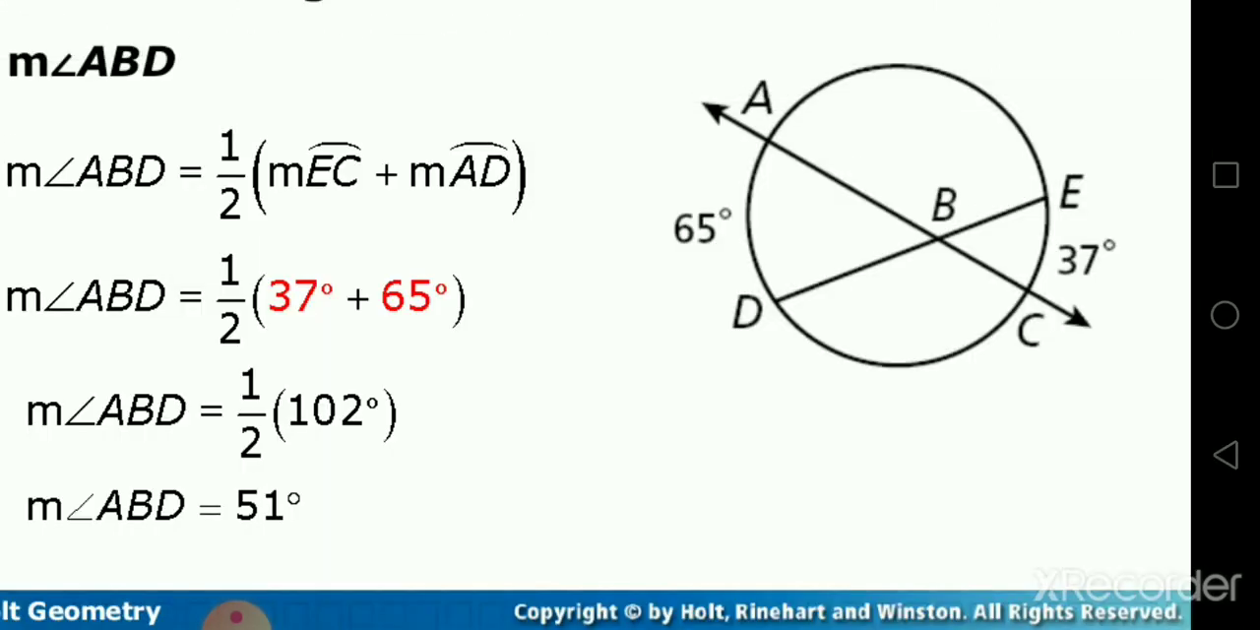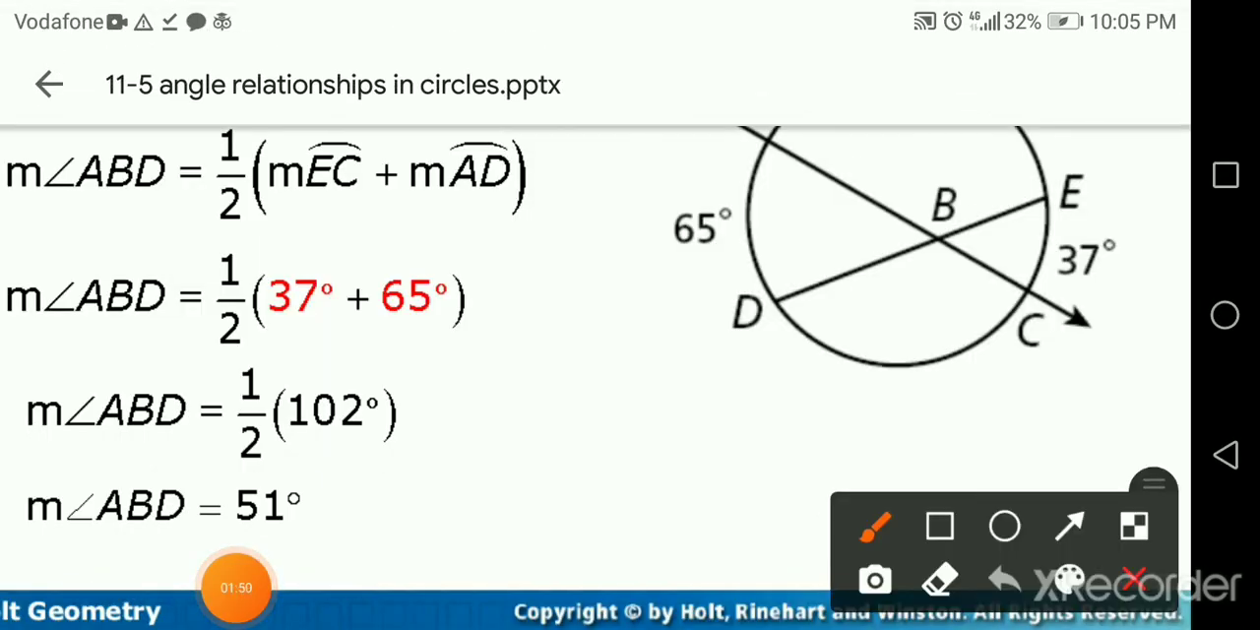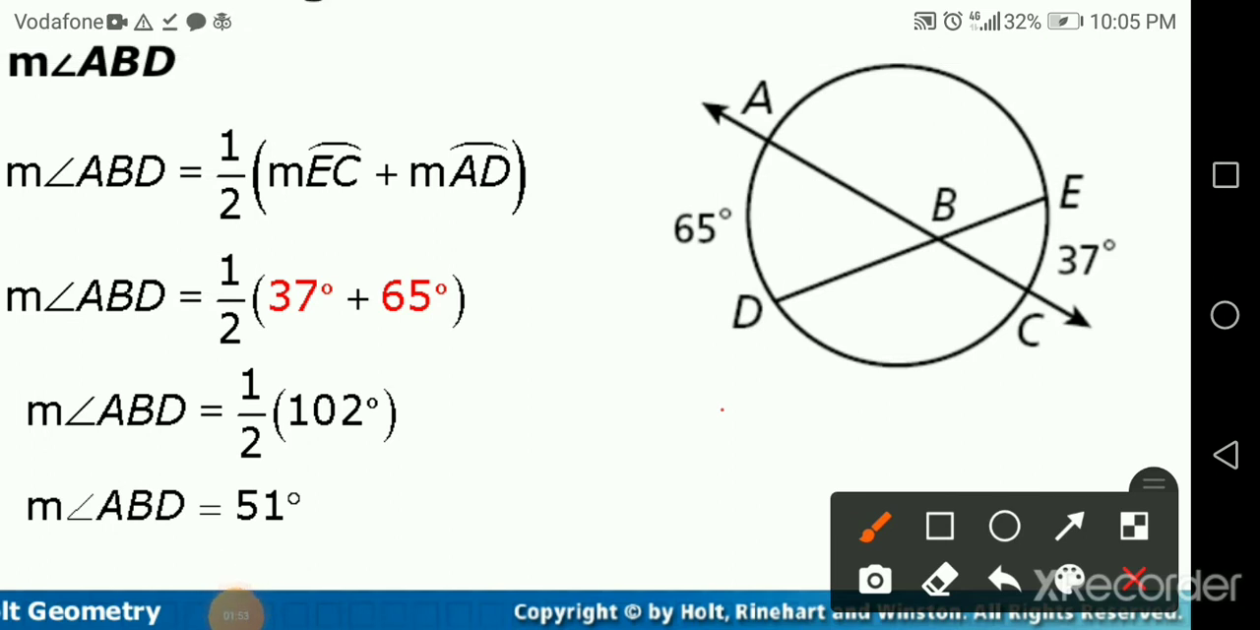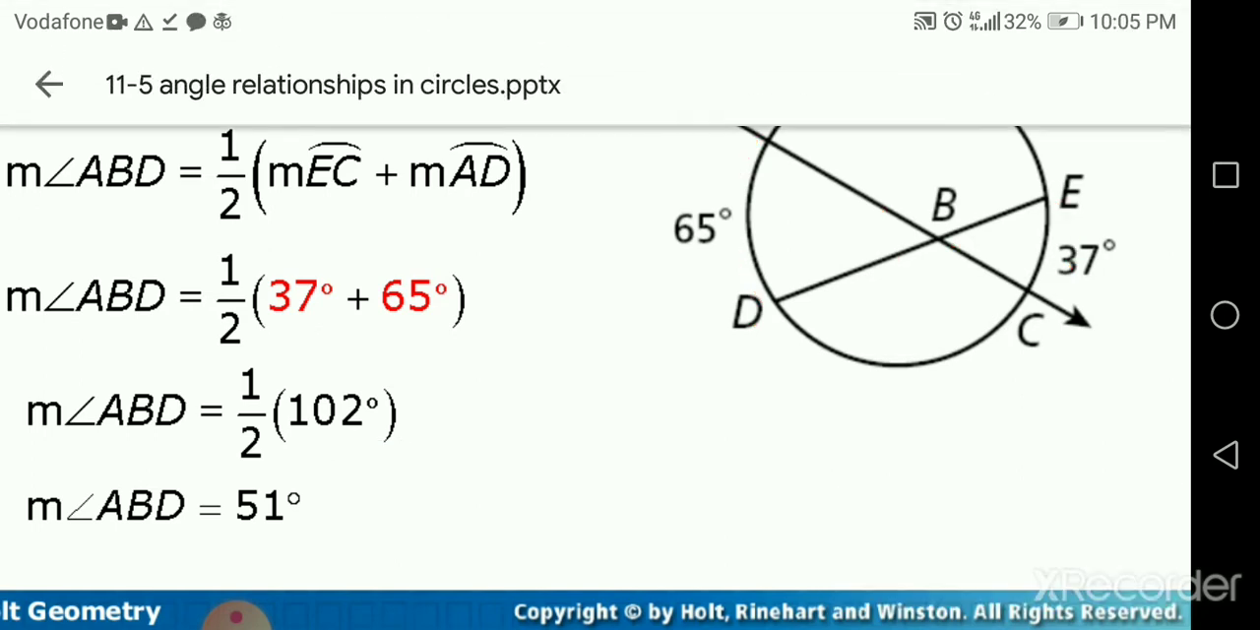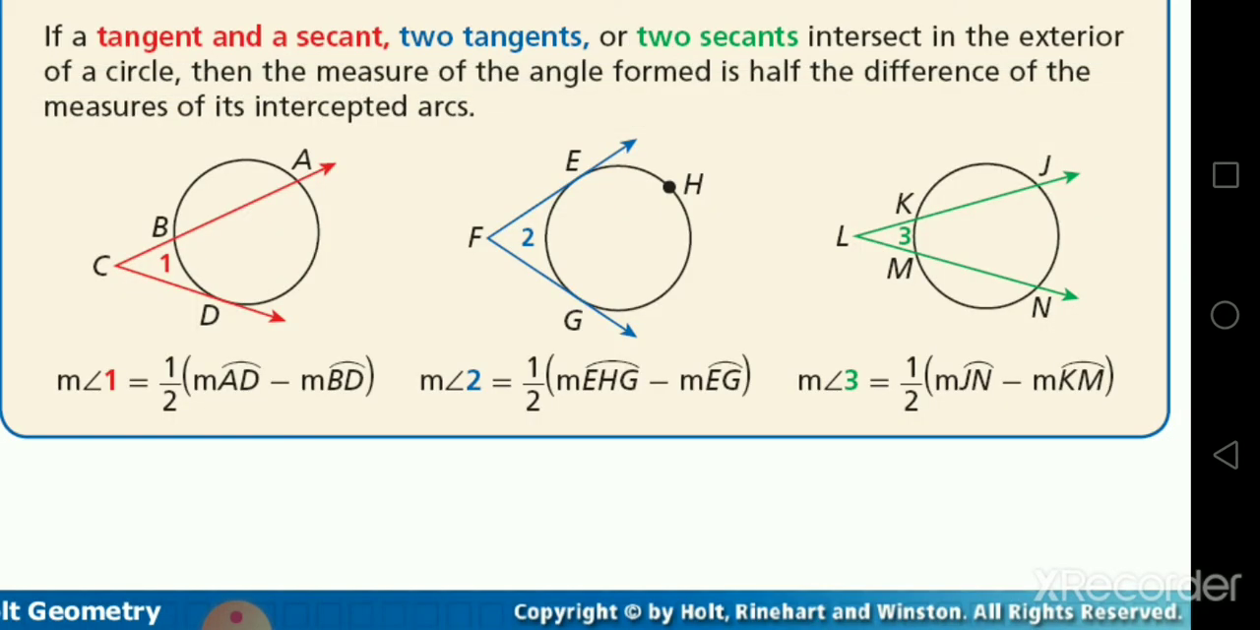Easy. If I have another problem, he asks you to find the measure of angle ABD. So what do you think? I have here an intersection between a secant and a chord. What will happen? It will be half of arc AD plus arc EC. So I will substitute the values of AD and CE, and then calculate half of 102, which gives you 51.